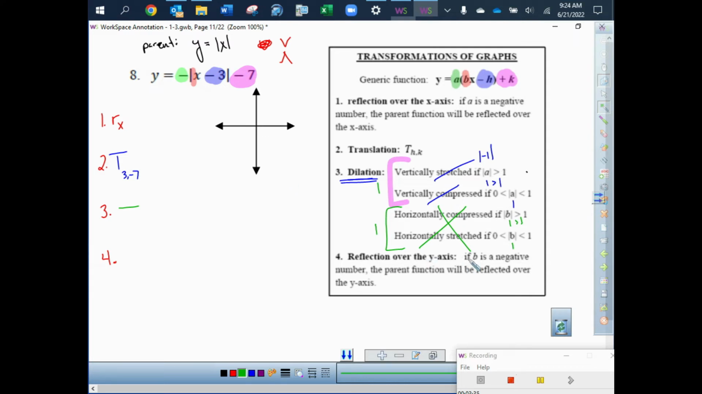How about if this has been reflected over the y-axis? It's about this B value being negative. That B value is not negative, so boom. Let's see if we can make a nice little sketch of this, though. So it is an absolute value V. It's supposed to open down, right, because it's been reflected over the x-axis. And I have to move it 3 units to the right and 7 units down.